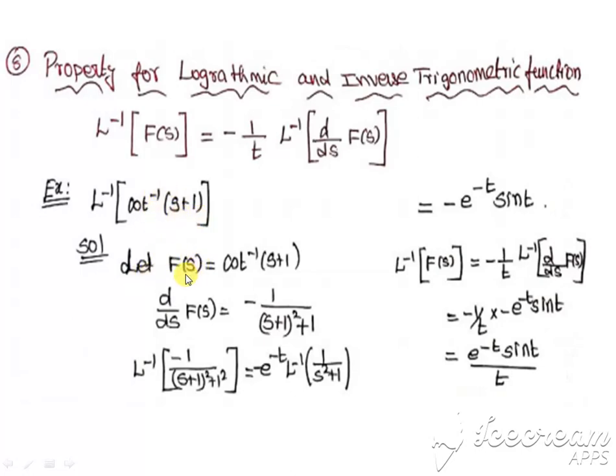Let the given function be f of s. Find the derivative. The derivative of cot inverse of s is minus 1 by 1 plus s squared. So here it is minus 1 by s plus 1 the whole square plus 1. First find the inverse for this one. Here s is replaced by s plus 1, so we get e power minus t. Removing this, 1 by s squared plus 1, the answer is sin t. So finally for the given function, multiply the answer by minus 1 by t. Minus minus cancel, and the final answer is e power minus t sin t by t.